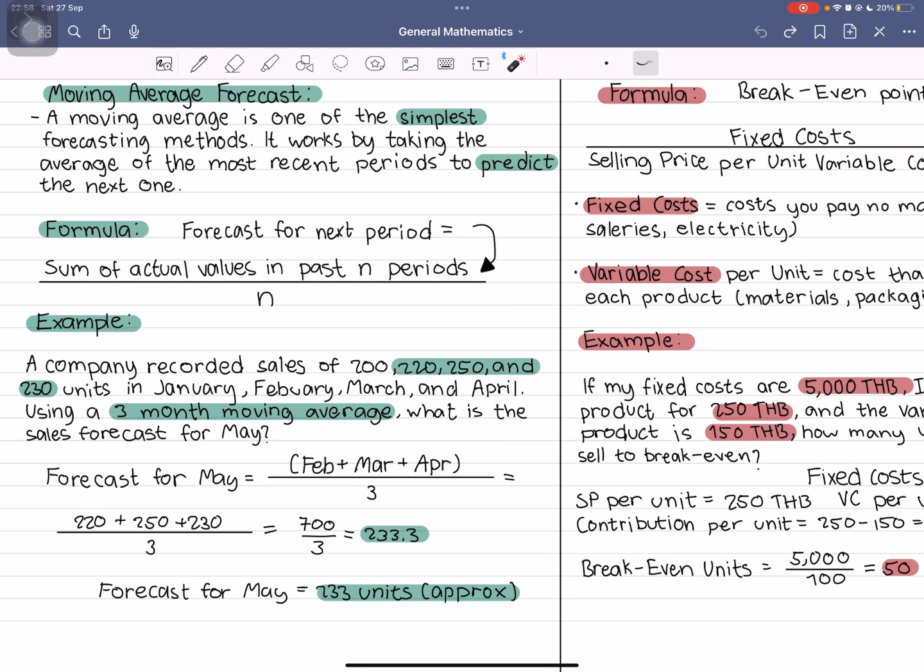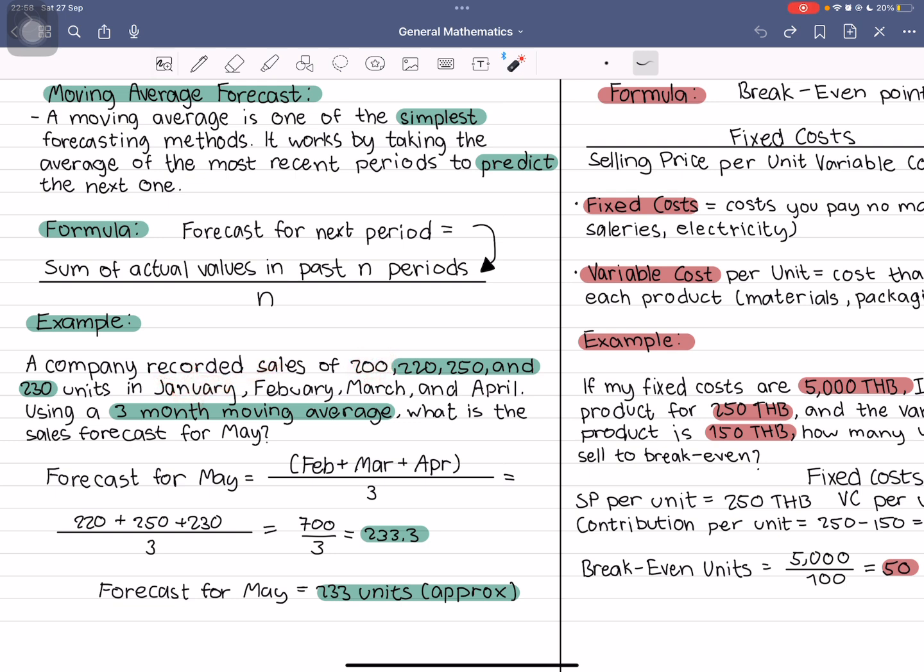and April. Using a 3-month, as you can see here, moving average. What is the sales forecast for May? So basically, as you can see, it's 3 months, right? And you have to count from your recent sale value to the latest one by 3 months. So it's April, March, and February. So we just exclude that January. So easy.